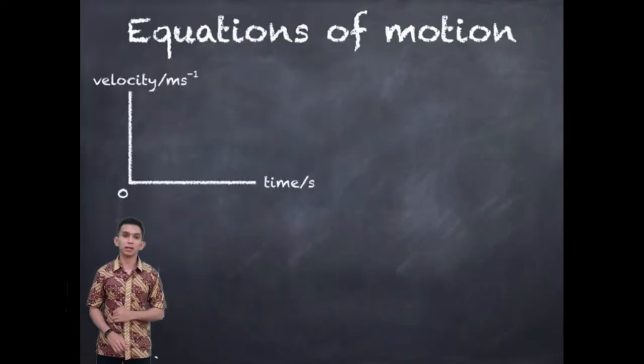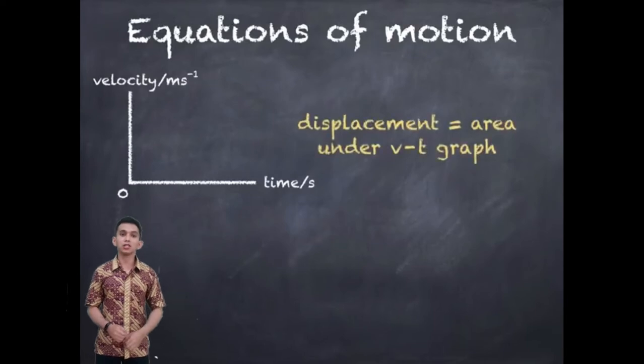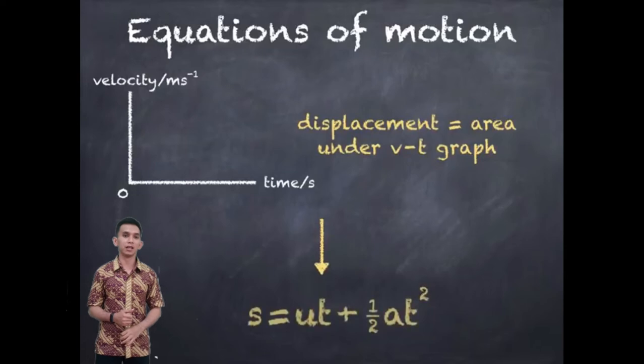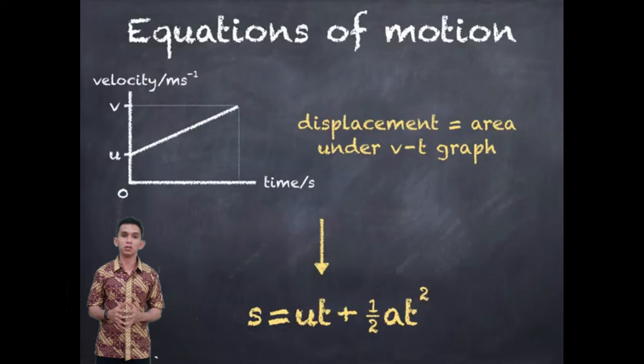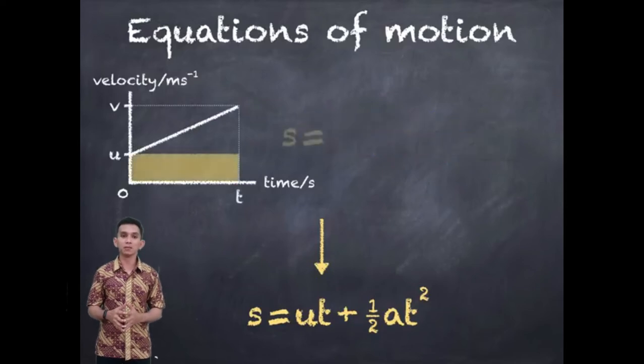Here's the second one. This one involves a velocity-time graph. It is shown that the displacement can be calculated by finding the area under the graph. We'll use this to derive the equation s equal to ut plus half at squared. Imagine an object accelerating uniformly from initial velocity u to final velocity v in time t seconds. The displacement s is found from the area under the graph.